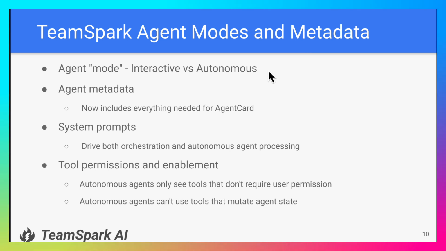So I'll talk a little bit about some of the changes we had to make. We made a change in the agent configuration in TeamSpark so that the user indicates whether it's an interactive or autonomous agent. Interactive meaning just a normal agent you chat back and forth with, and autonomous meaning this is a remote agent whose job it is to essentially solve a problem, complete a task or return information without interacting with the user, without maintaining any context or state. We added the agent metadata that we needed for the agent card to support the protocol. I'll show you what that looks like in a second.